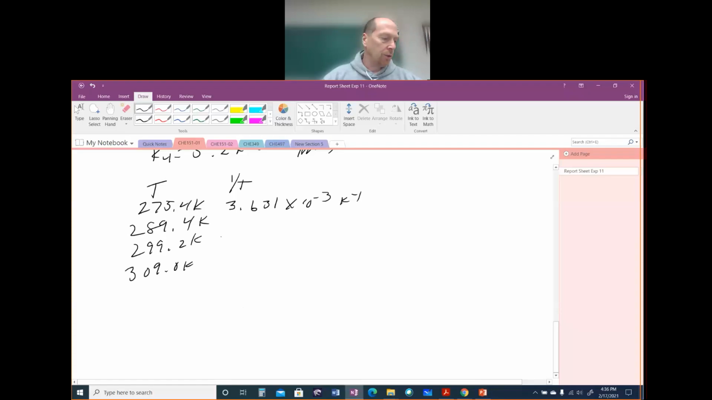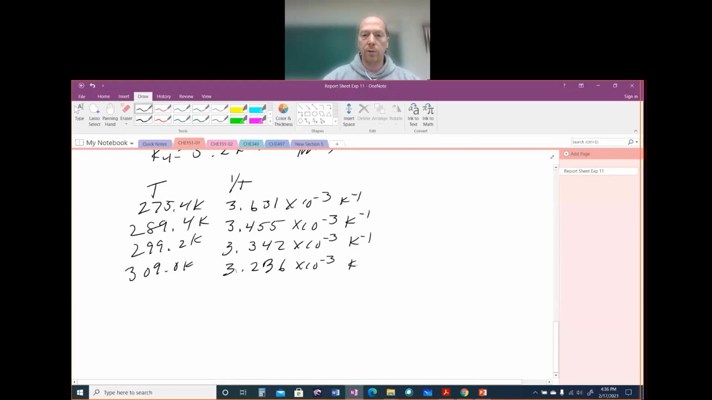And then the second one, when you invert that, you get a 3.455 times 10 to the minus 3, Kelvin to the minus 1. And then you have your 3.342 times 10 to the minus 3, Kelvin to the minus 1. And then the last one is a 3.236 times 10 to the minus 3, Kelvin to the minus 1. So all you're doing, again, to get that answer is taking 1 divided by 275.4.